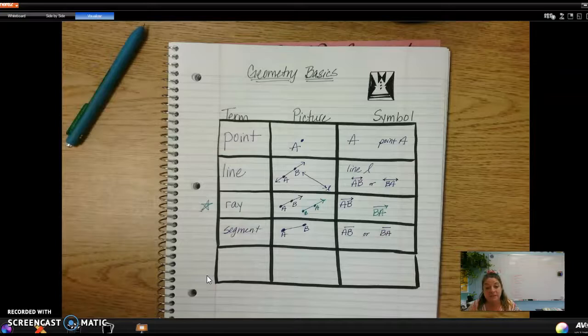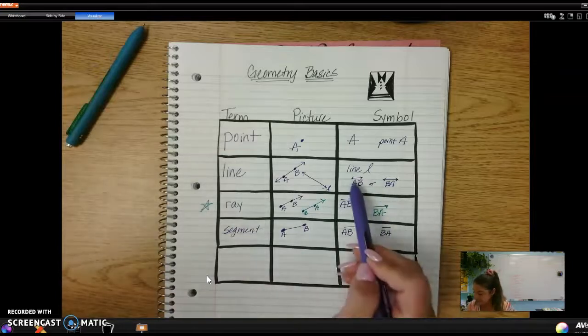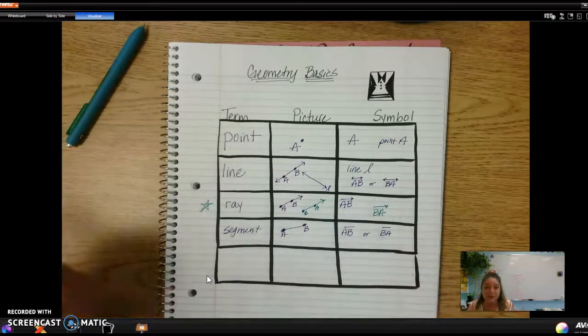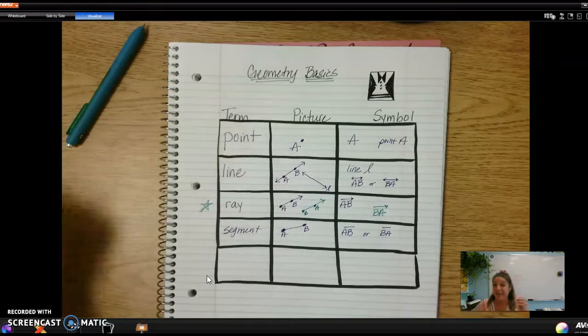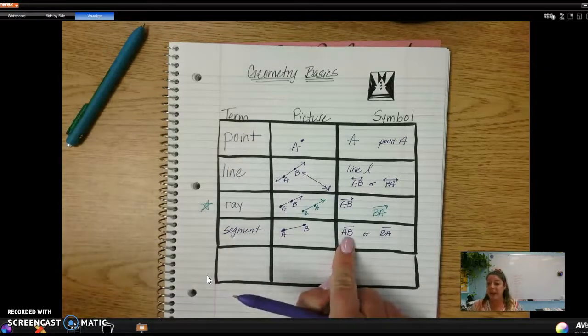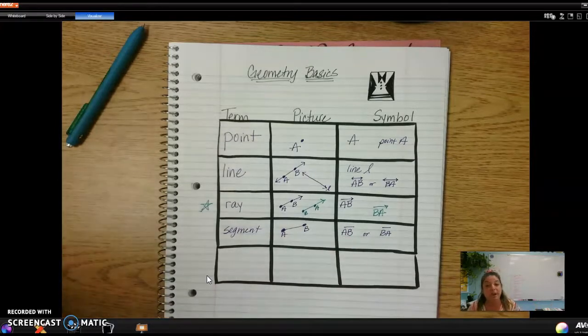Now, one of the things that you may have noticed is that there are these little itty-bitty, teeny tiny symbols above these letters. This is what I was talking about the other day when I said, if I can't read it, I can't grade it. If this is supposed to be a ray and I don't see an arrow on the end, right, that's going to be a problem. So make sure that you're writing things very clearly, okay?